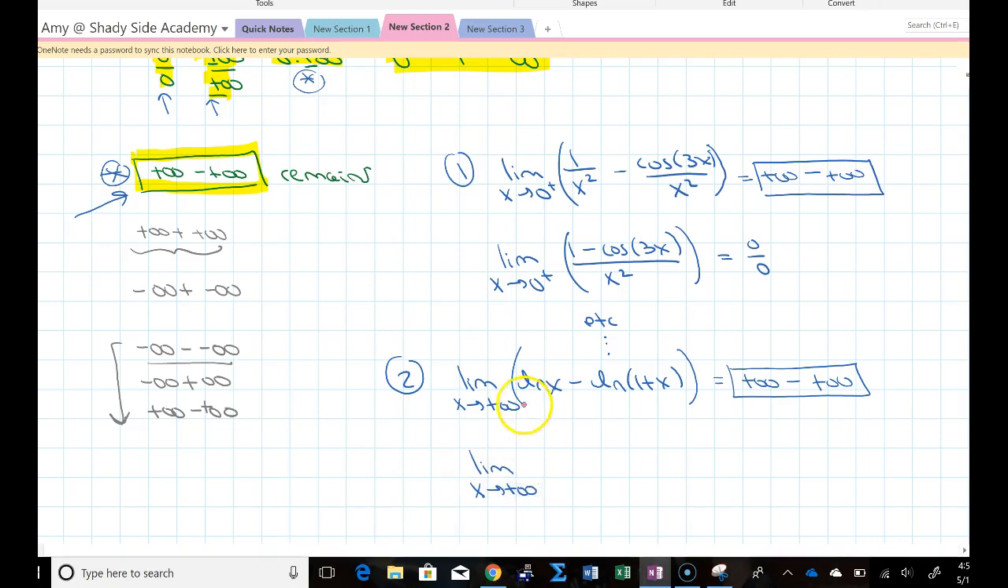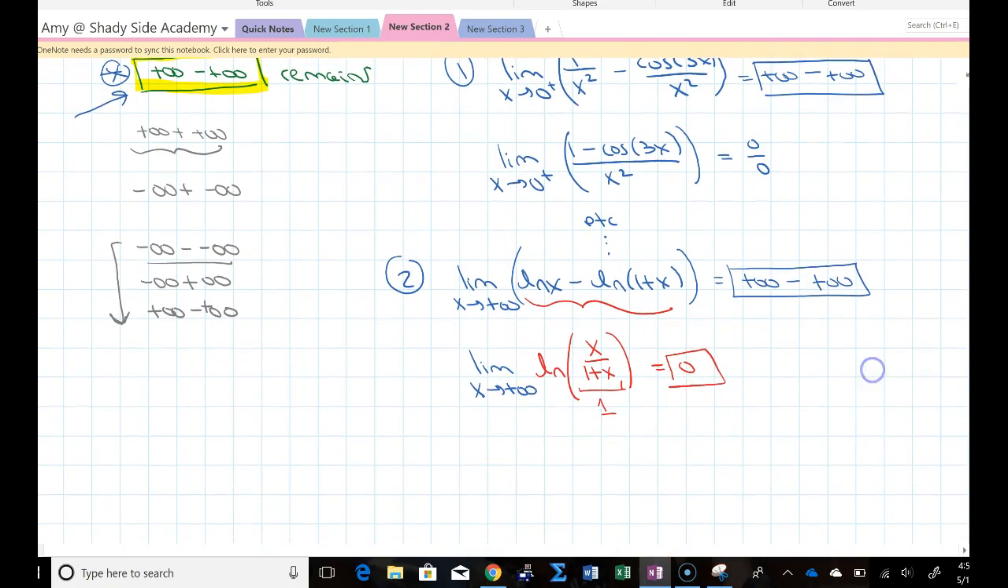There is our old friend, property of logs. Log base e of x minus log base e of 1 plus x can be written as the natural log of x over 1 plus x, okay? And then what's interesting here is I've rewritten this as a quotient, and as x approaches positive infinity, look at the argument of the natural log. It's a rational expression. As x approaches positive infinity, this rational expression will approach 1, and the natural log of 1 equals 0. Look at that.